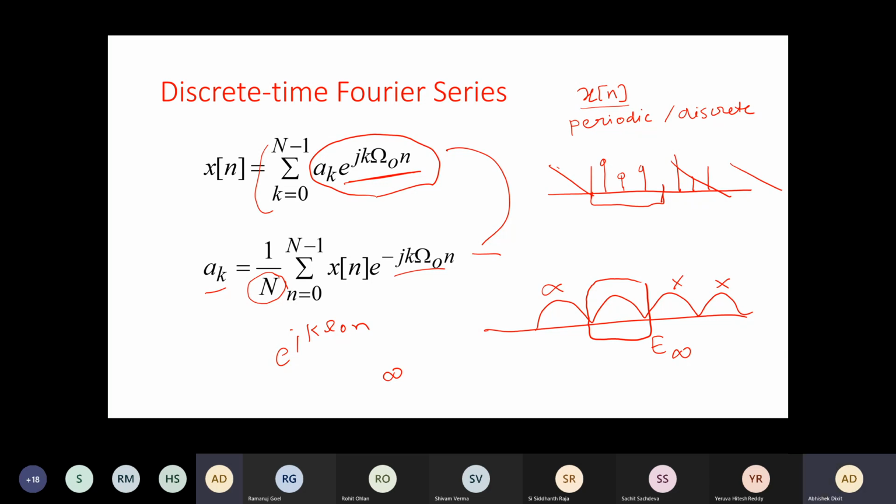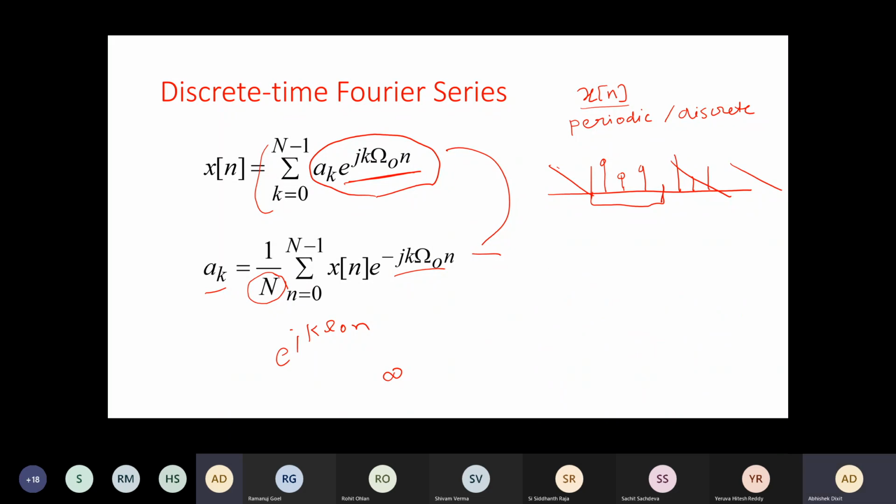So look at this beauty. If you have a periodic signal and a discrete signal, you should imagine that its Fourier transform should also be periodic and discrete. Okay, isn't it? Do you agree with this idea? Have you got it? Yes, sir.